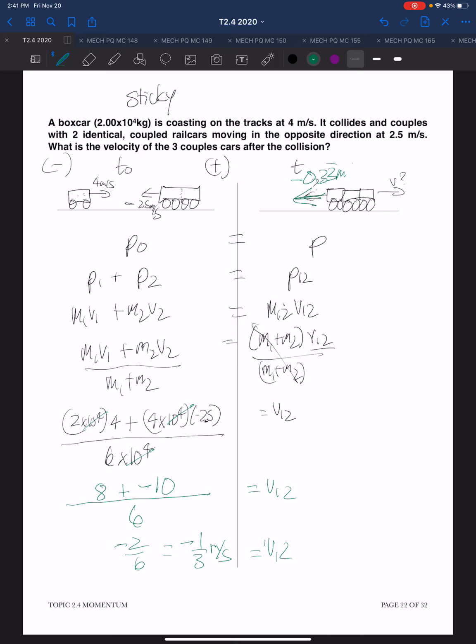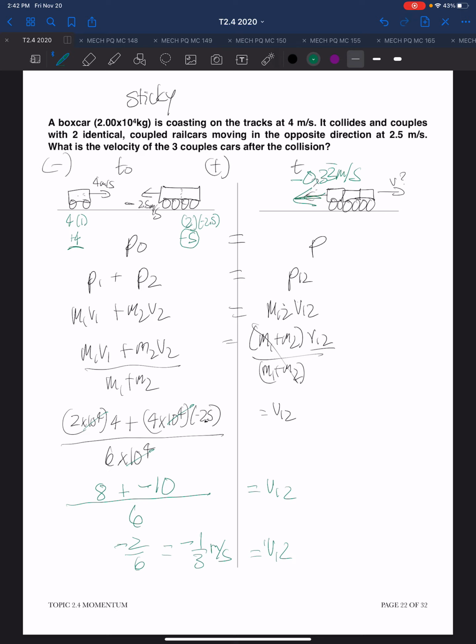Now, why should that be? If we look at the momentum initially, we have 4 meters per second times 1 mass unit, which is 4, plus 4. And on the other side, we have 2 mass units times minus 2.5. So that gives us minus 5. So notice that the momentum is negative. The total momentum beforehand is negative. So the total momentum afterward would be negative, which means that it will end up having a negative velocity.